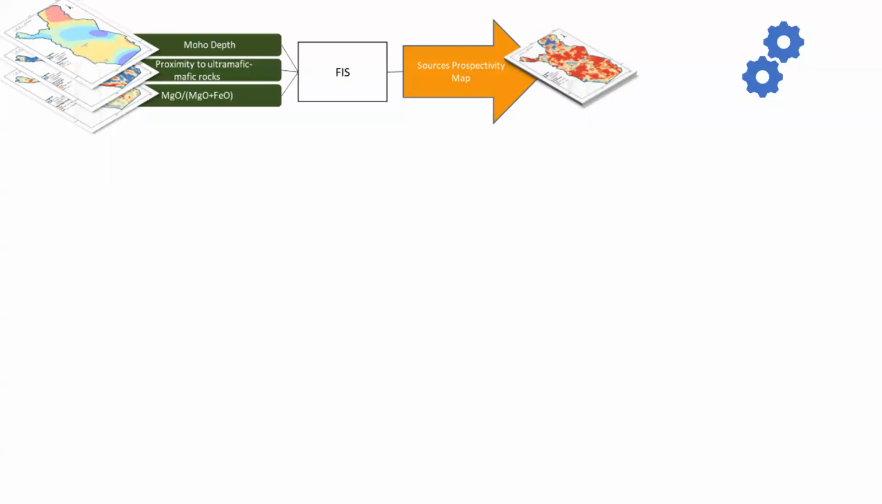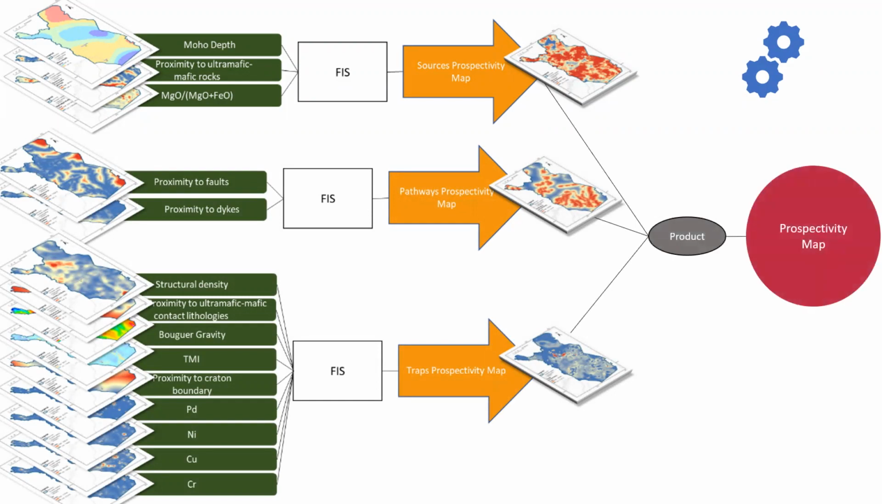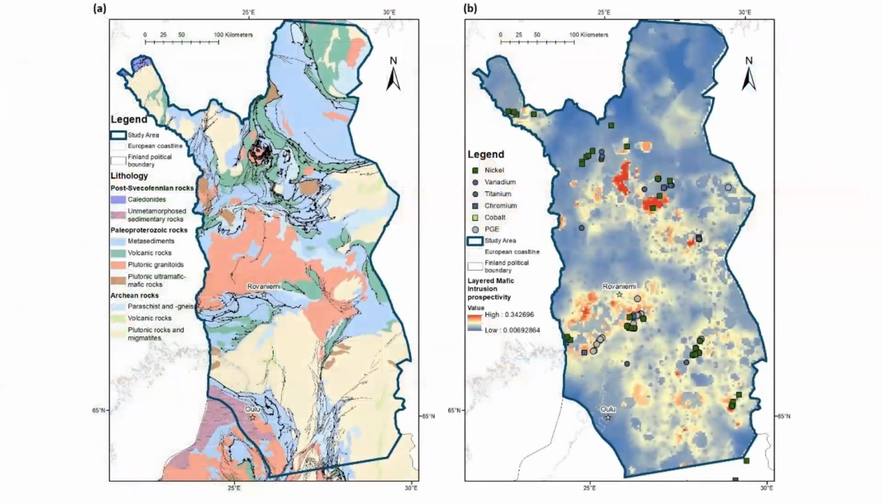So based on the mineral systems model, we had 3 fuzzy inference systems for sources, pathways, and traps. The outputs of each of these fuzzy inference systems were then combined using a fuzzy product operator to get the prospectivity map. So the circles in gray are the layered mafic intrusions. And the green squares are conduit type deposits.